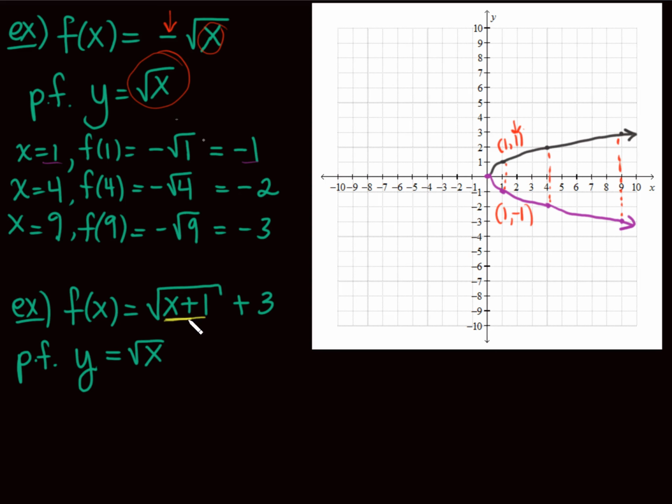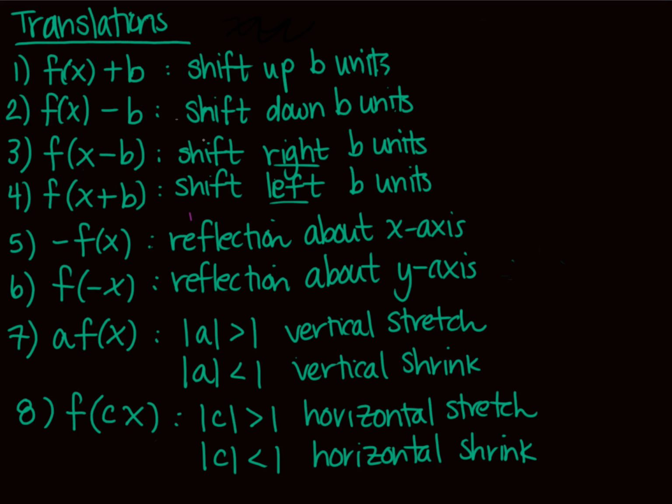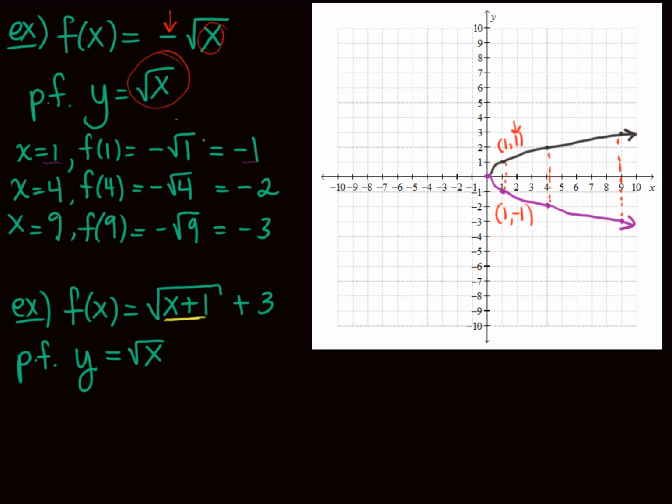See this x plus 1 right here? If we look back at what happens when I do stuff to the x values, it's going to be a shift left or right. Because it's the plus, I'm actually going to be moving to the left. So that plus 1 means a shift left 1. And then what is this plus 3 going to do? This is going to be a shift up 3, because that keeps the same sign. So how are we going to graph this? We're going to graph it very carefully.